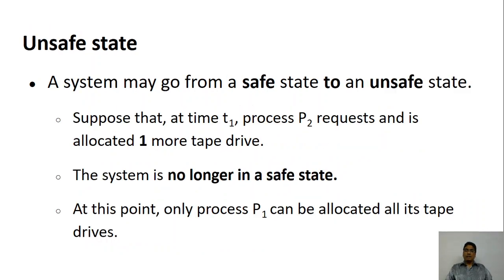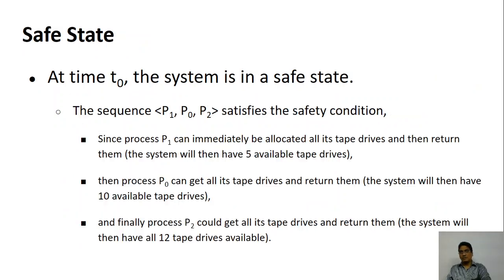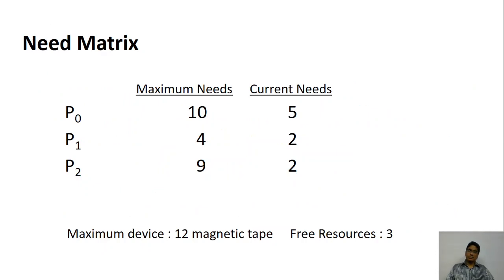Okay. Now what happens if P2 makes one more request for a pen drive? Will it be in safe mode? So let's look at this situation. This is the same situation you have. So same situation, 10 were required. You gave 5, you gave 2, you gave 2 here. What if P2 comes to you and makes a request? Can you just give me, you have 3, no? Can you give me 1?